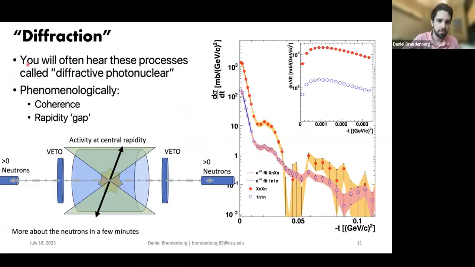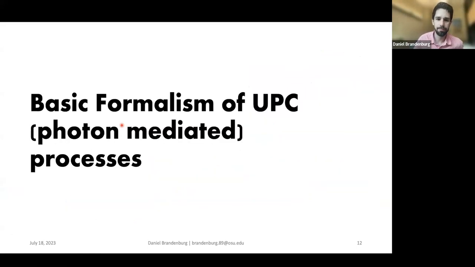Okay, the last topic I wanted to just point out with this diffraction is that experimentally, the way that we can select for diffractive events is to look for activity roughly in the central rapidity region. And then we tend to veto activity in the forward and backwards regions and look for just remnants of the beam to look for this evidence that the beam stayed intact. So I'll explain this in a little more detail, but that's from an experimental standpoint what it actually looks like to try to select these diffractive events. So you want a mostly empty detector with just a little bit of activity and no activity in the forward and backward regions. So with that, let's move ahead to the basic formalism.